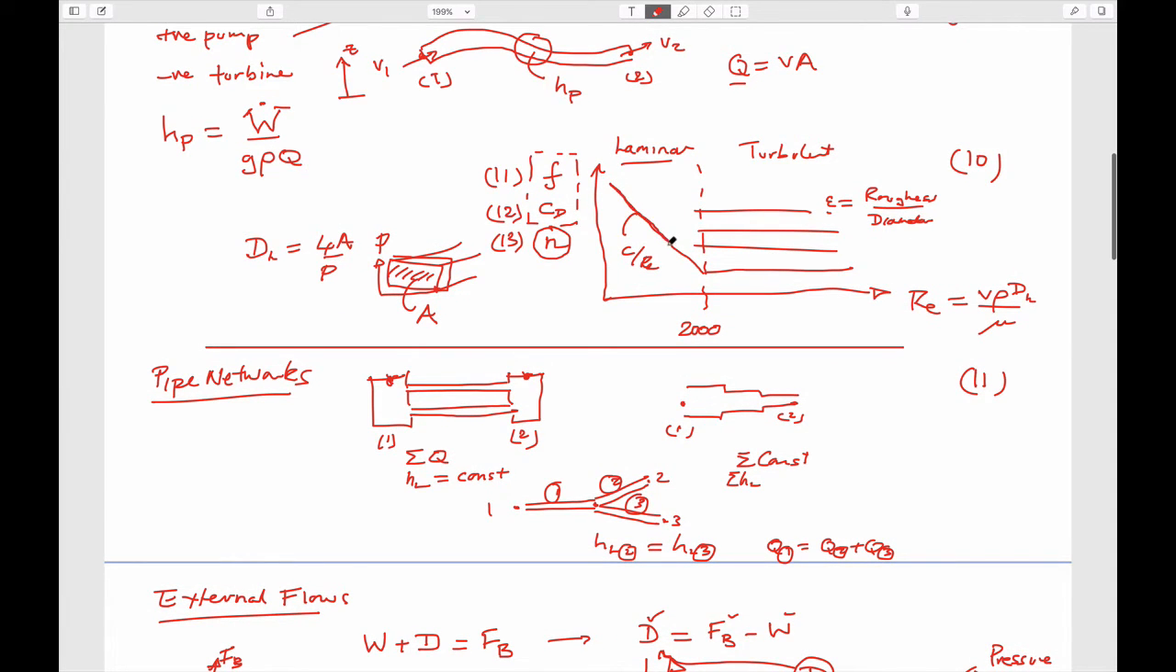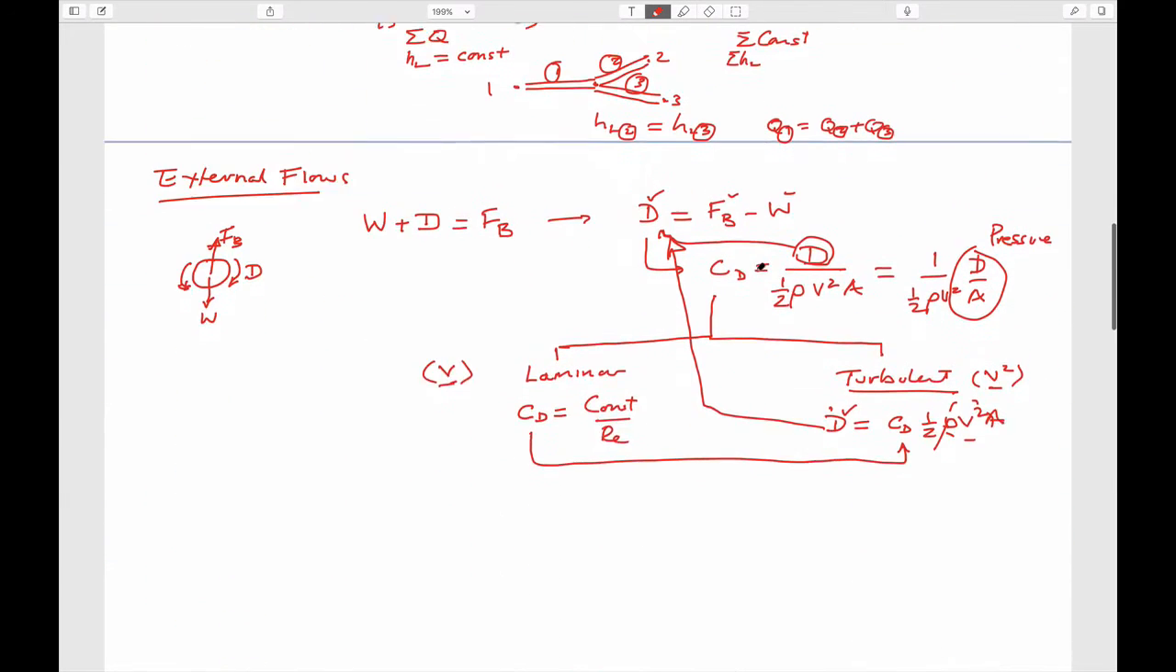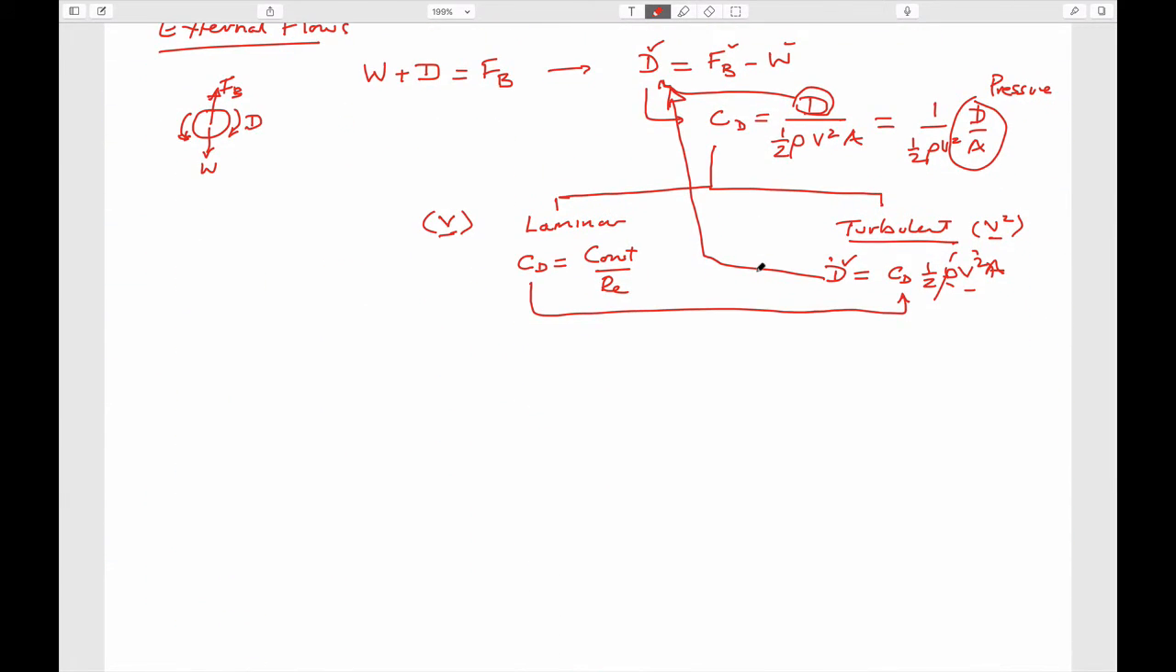In the laminar regime, the drag coefficient is a function of the Reynolds number. This is not the drag coefficient, but this is a constant, 64 over Re for pipe flow, and a different number for flow around a sphere or cylinder. And in turbulent flow, it's just a constant magnitude as a function of Reynolds number. So that's the essence, if you like, of external flows.